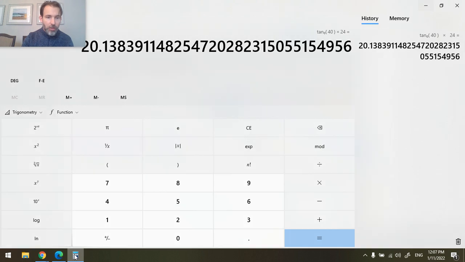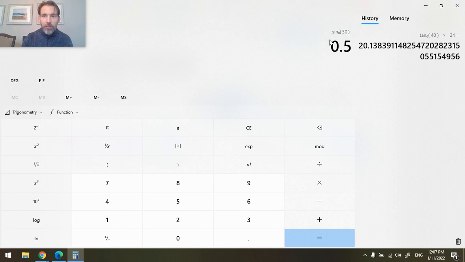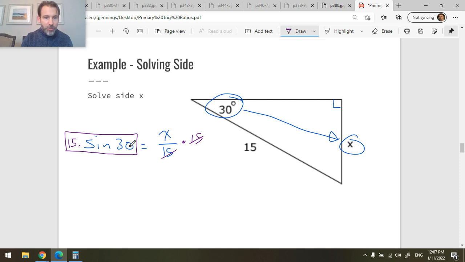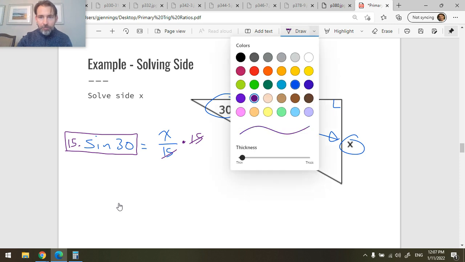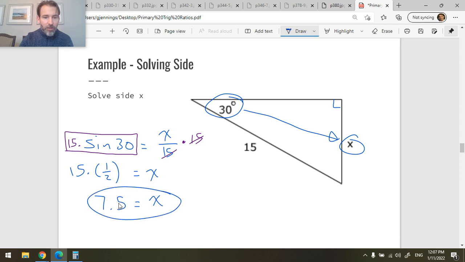Let me prove it to you. Here's the calculator. Here is the number 30. And here is me taking the sine of 30. Oh, it's 1/2, 0.5. Okay. So this is just a number. I just punched it on my calculator, and I get 15 times 1/2 is equal to x. 15 times a half? Why, that's 7.5, Mr. Jennings. Great, you're right. So 7.5 equals x.